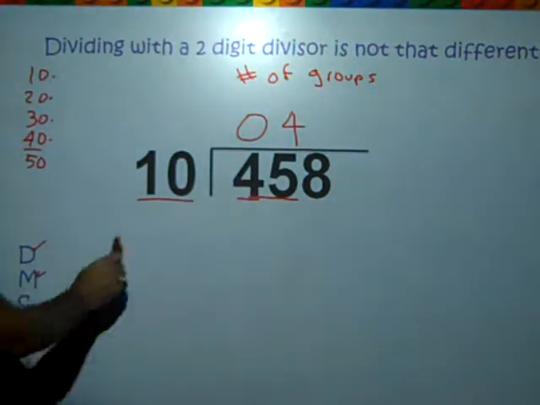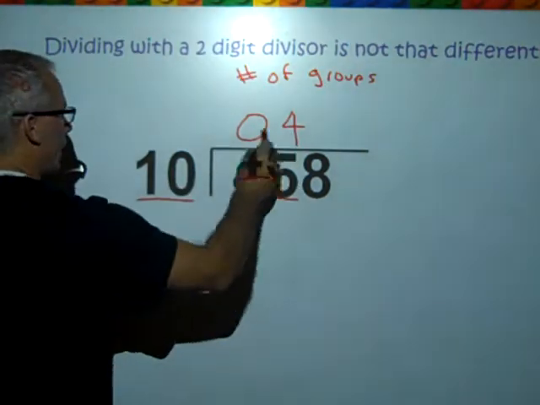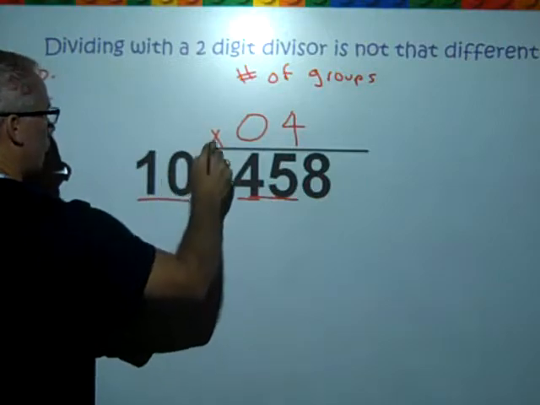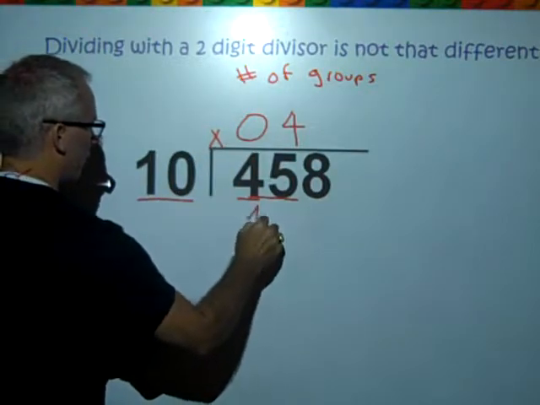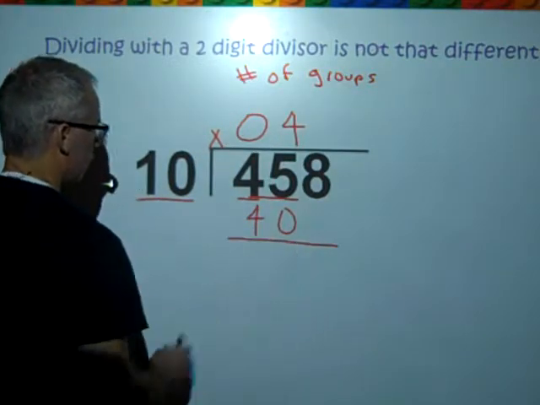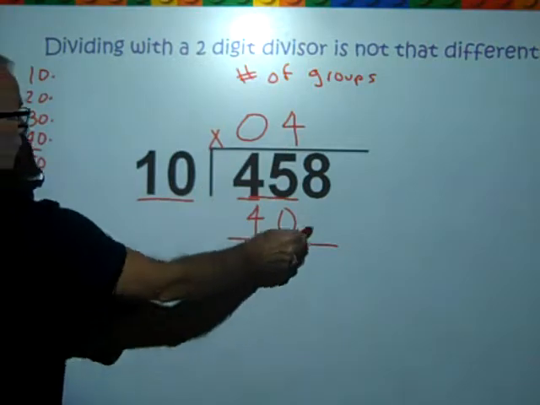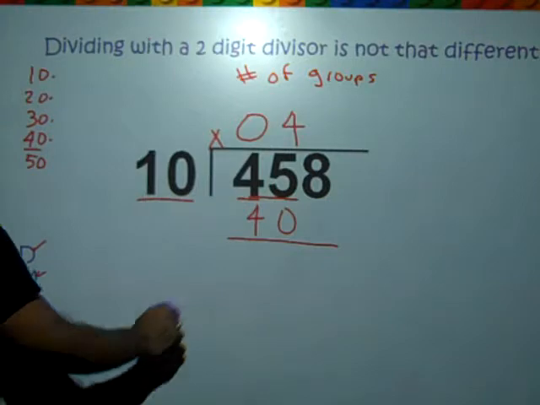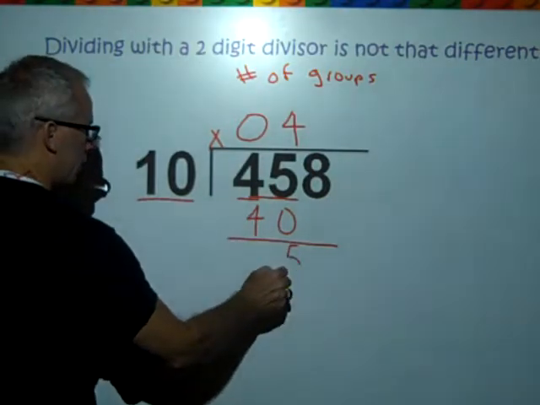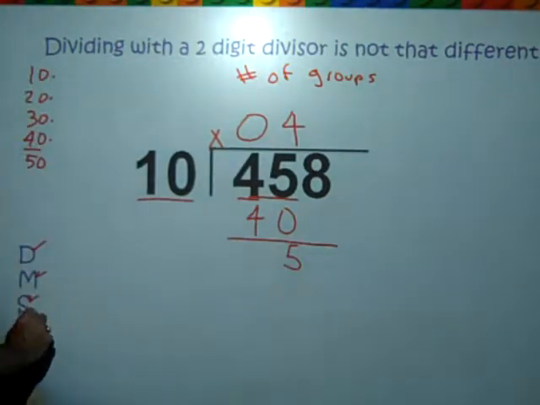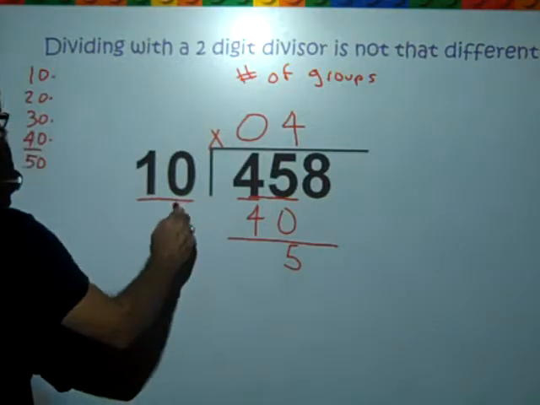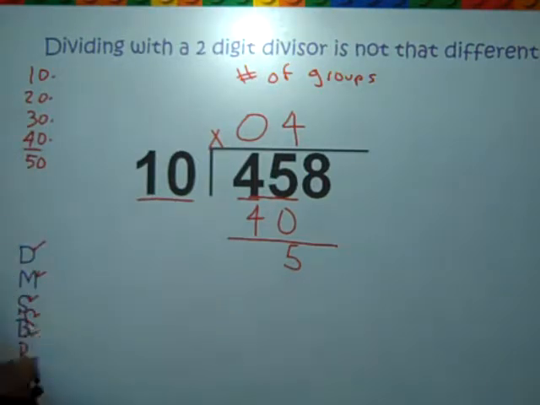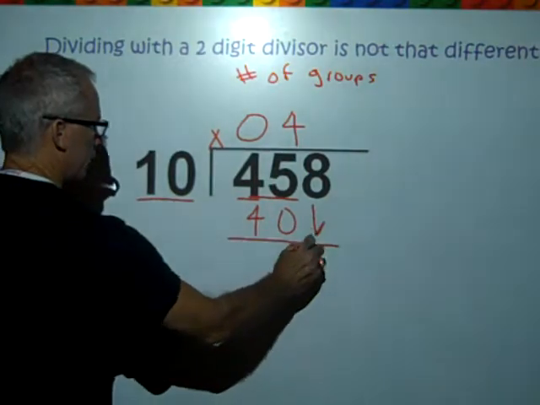So now I multiply 10 times 4. 4 groups of 10 is going to give me a total of 40. My next step is to subtract. 45 minus 40 is 5. I check, is my remainder less than my divisor? Absolutely. I bring down the 8.